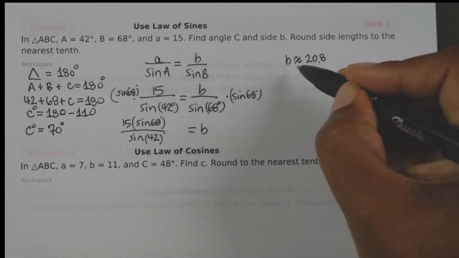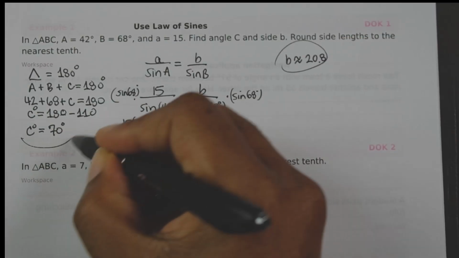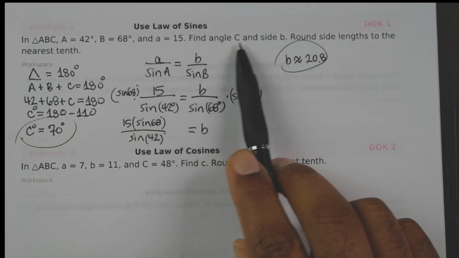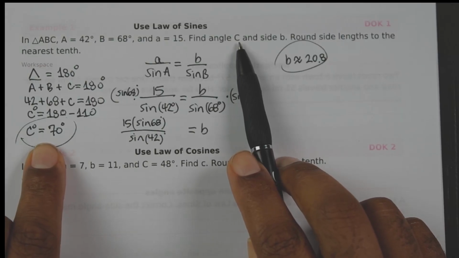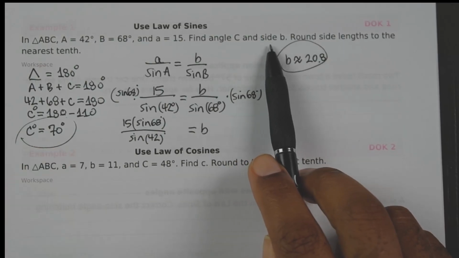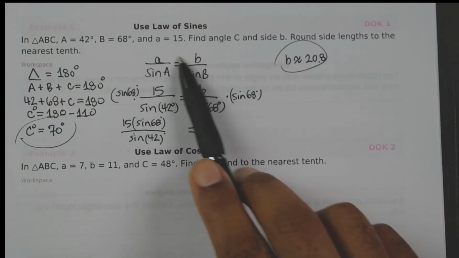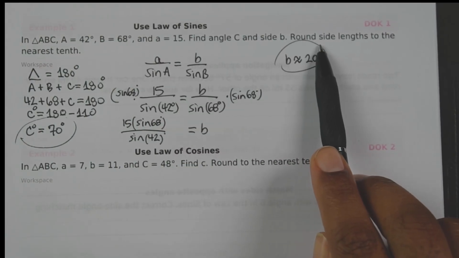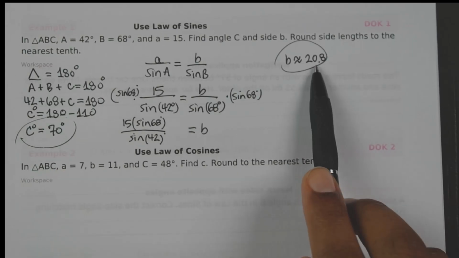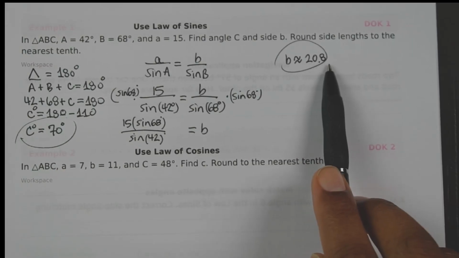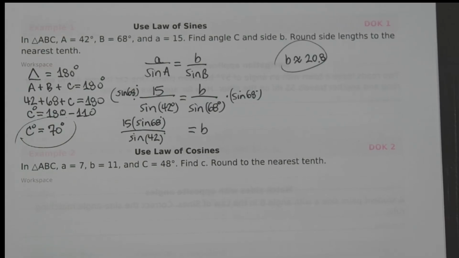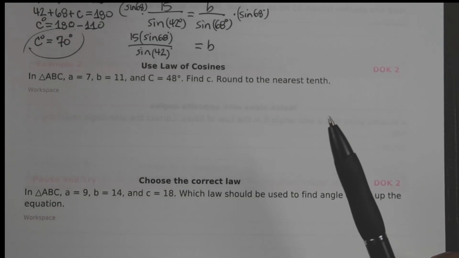Okay, so we have our final two solutions. It says find angle C. We did that. Angle C is 70 degrees, and then find side B, and we used the law of sines to do that. Round the side lengths to the nearest tenth. When you use the calculator, you'll get a number, and then just round it to the nearest tenth. Okay. All right. Let's continue.